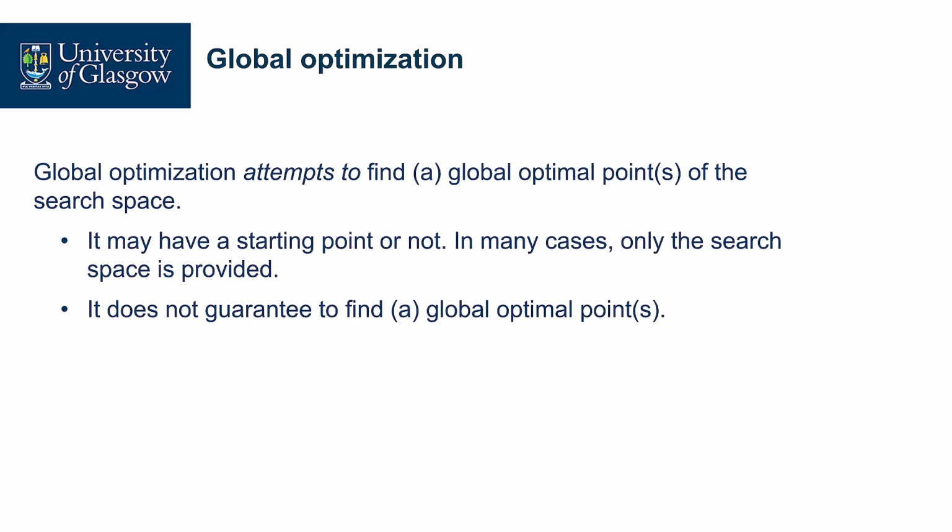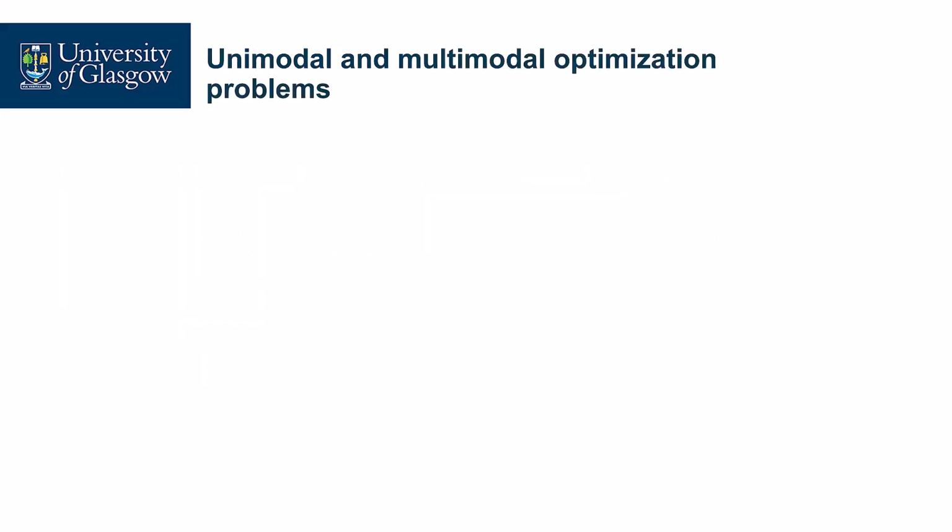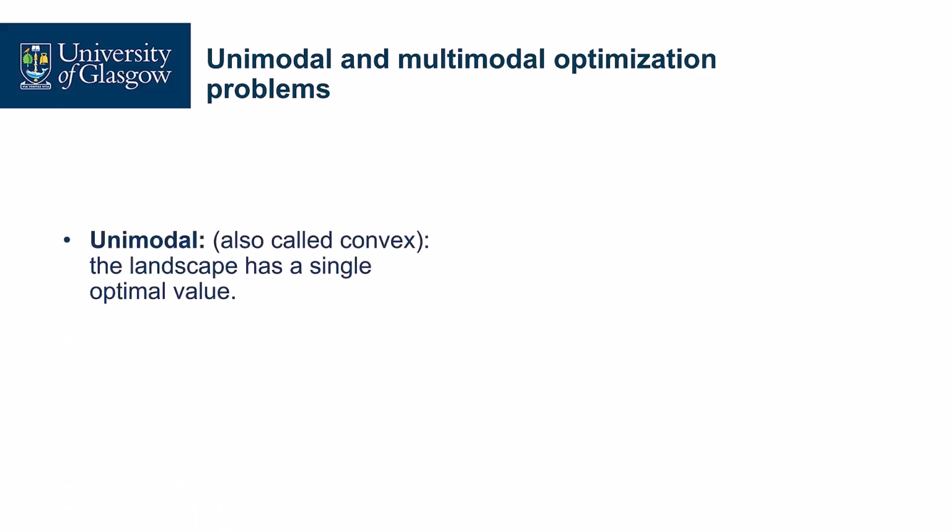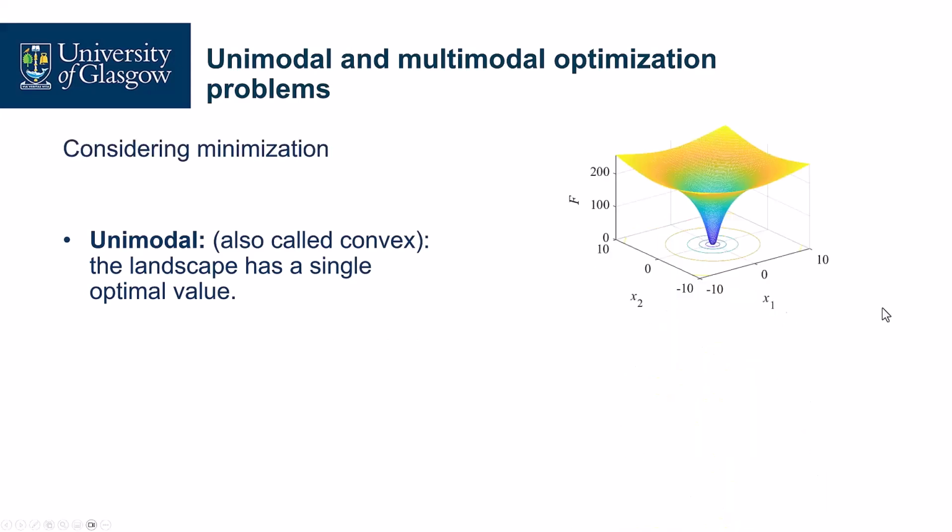Right. Now, at last, I would introduce the unimodal and the multimodal optimization problems. So this depends on the global and local optimum. Unimodal, we also call it convex. This means the landscape only has a single optimal value. For example, if we consider minimization, you can see here, right? The only local optimal point is here, right?